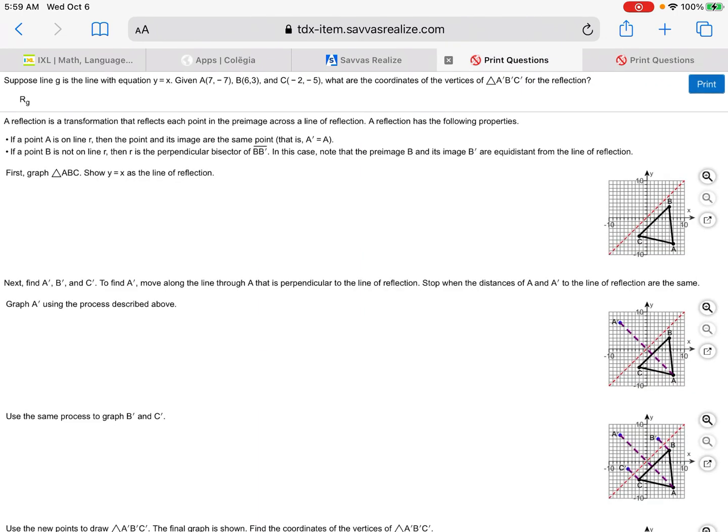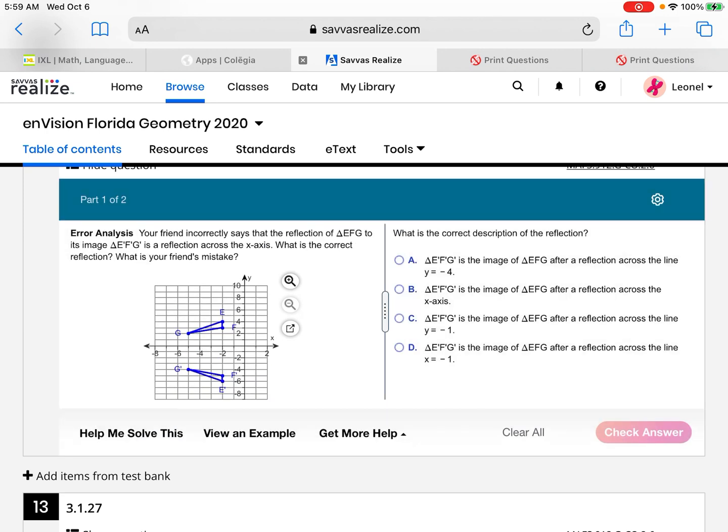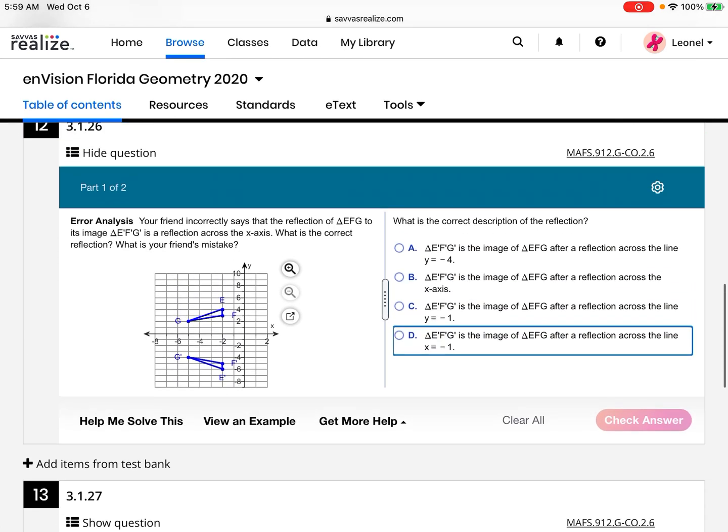So let's make sure that that's everything that it's asking. Because it says part 1 of 2, so I just want to make sure. So it says, what is the correct description of the reflection? It is the image of triangle EFG after a reflection across a line.